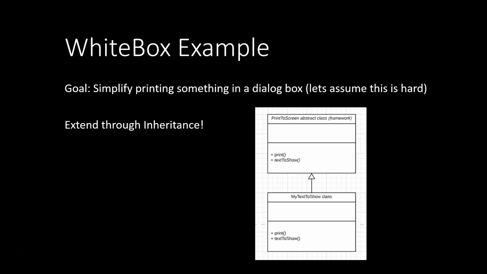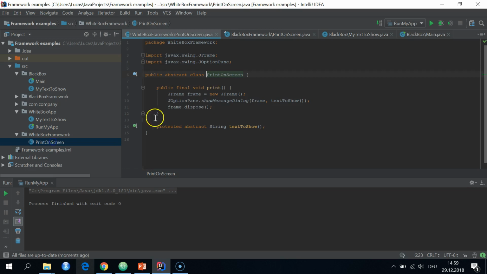And this basically represents the hotspot or the hook method where users of our framework can plug in and specify their individual functionality. Or in this case, the functionality is just the individual text you want to display in the dialog box. So here's the code.